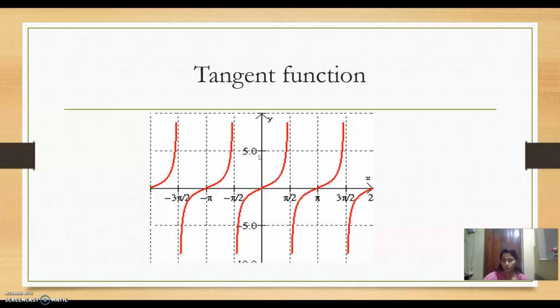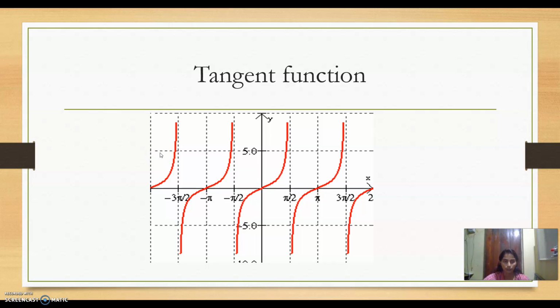Similarly, the tangent function. This is a tangent function. These are the asymptotes. Can you remember these? Last semester you studied the asymptotes and how to draw the graph. In order to find the inverse of the tangent function, I have to restrict this tangent function from minus pi by 2 to pi by 2. Then this will become a one-one function.